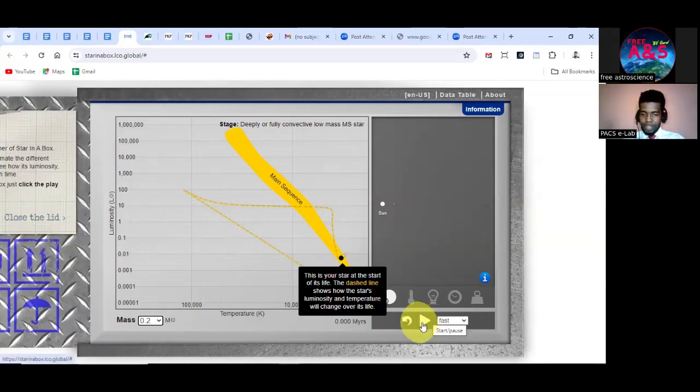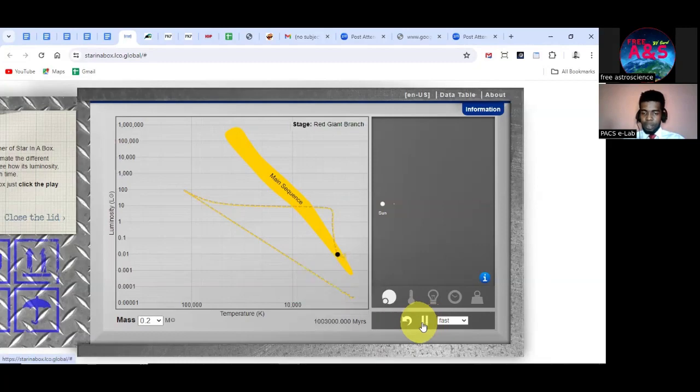So I'm going to start this. If I start it, observe what is going on for the low mass stars. Those stars start becoming giants. Then they die, they exhaust their fuels, so they become this. So these are low mass stars.